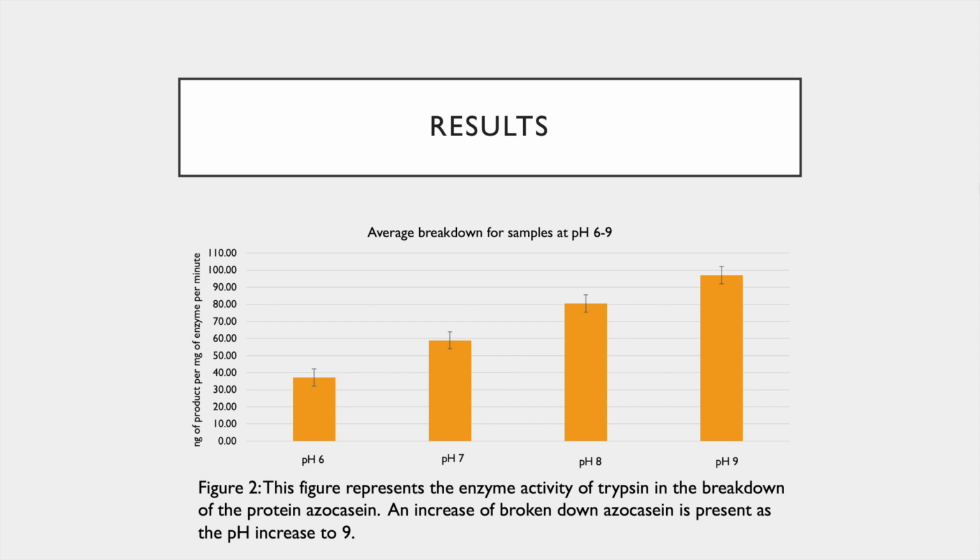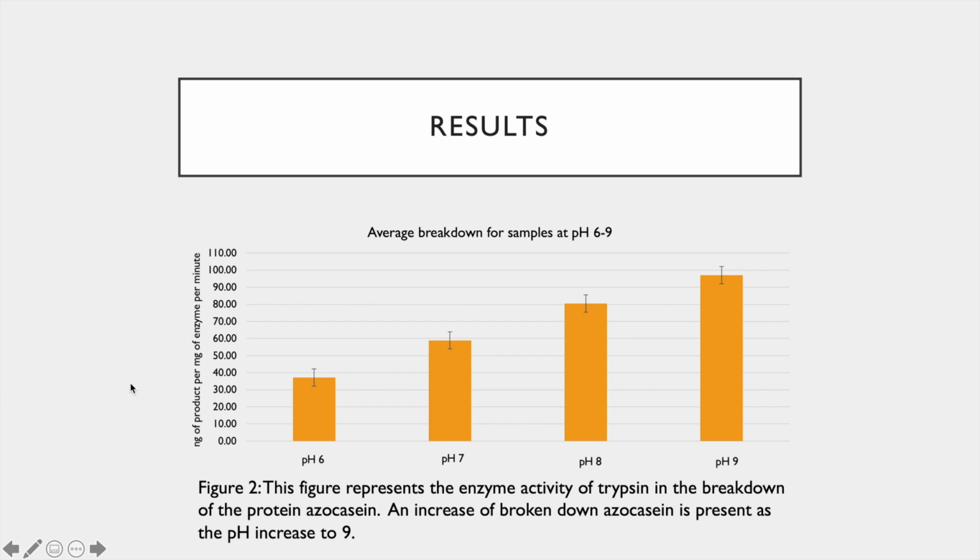So what we have here are the results for our trypsin containing samples. This is a comparison of NGL product per milligram of enzyme per minute at pH 6, 7, 8, and 9. As we can see, as the pH increases, the product produced increases as well. And as we can remember, this also means that the absorbance is higher. What this means is that there was much more orange material, or broken down azocasin, in the solution as read by the spectrophotometer.